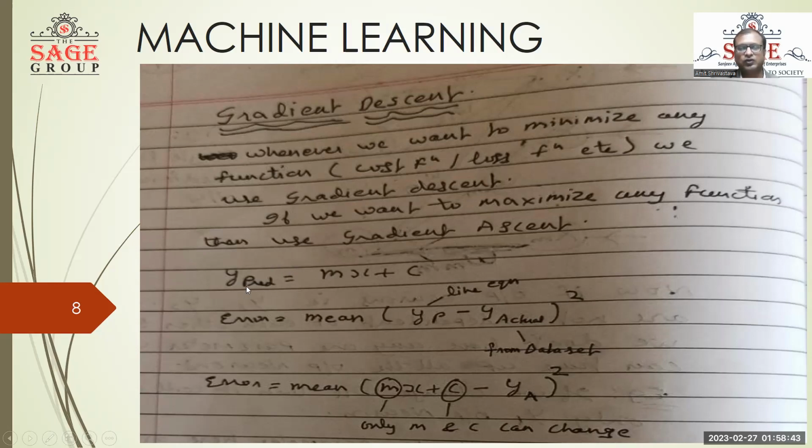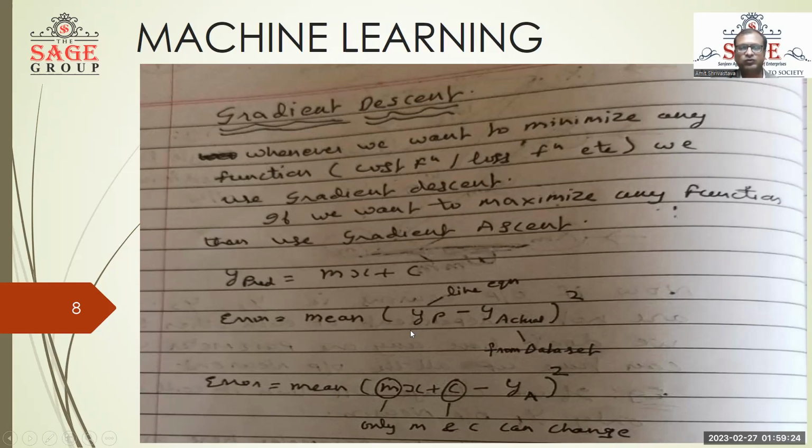This is a line equation. So y prediction is equal to mx plus c. This is the equation of the line where m is the slope, x is the independent variable, c is the intercept, and y is my prediction. Now, if I want to find out the error, then what I can do is y prediction minus y actual, the whole square. We are doing the square because we don't want the negative values. We just want the magnitude of the error. And if we also find out the mean of this, then this is nothing but the mean squared error.